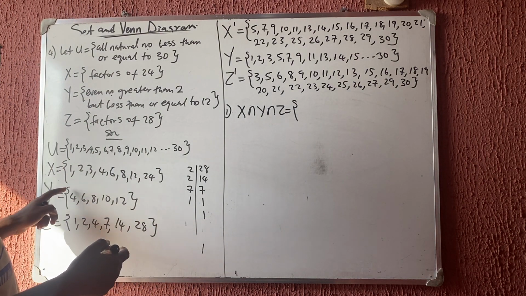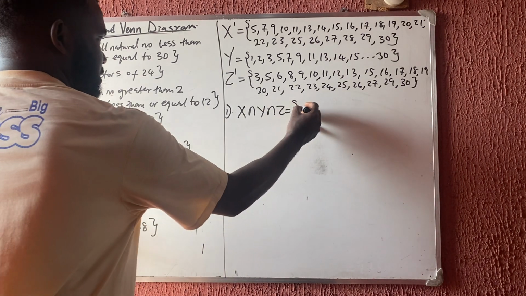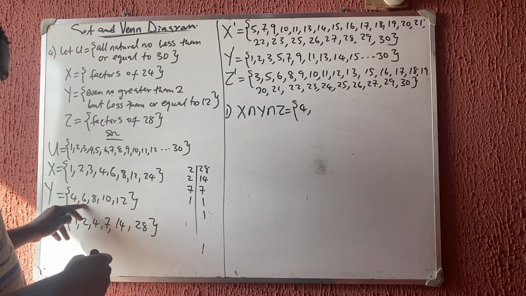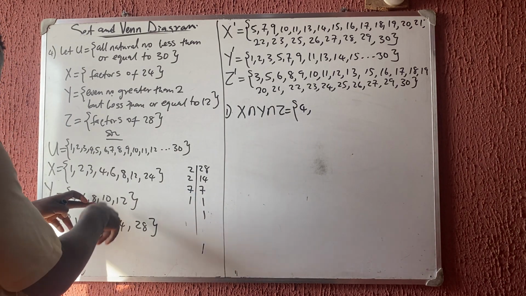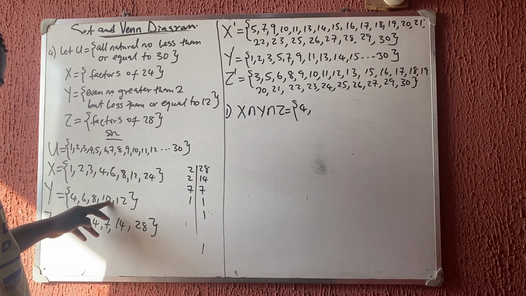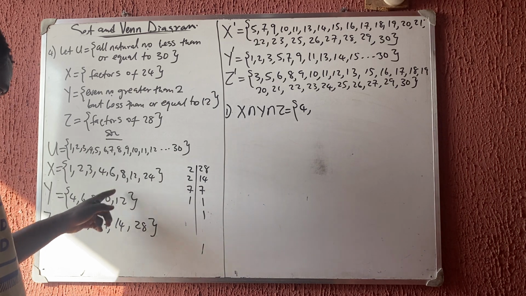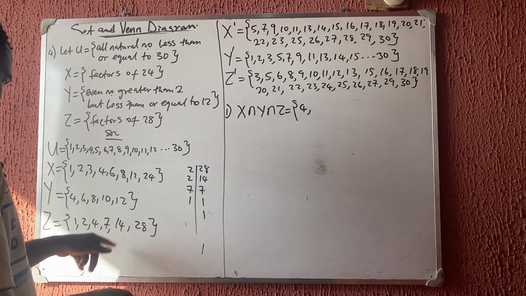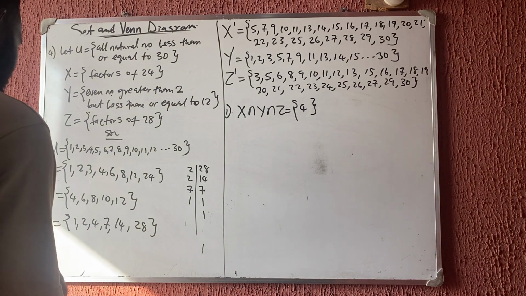So 1 is not here, so let me start from 4. 4 is everywhere, so I say 4. Okay. 6 is not everywhere. 8 is not everywhere. 10 is not everywhere. I'm using the smallest one. 12 is not everywhere. So the only thing they have in common is 4. 4 is the only common term they have.